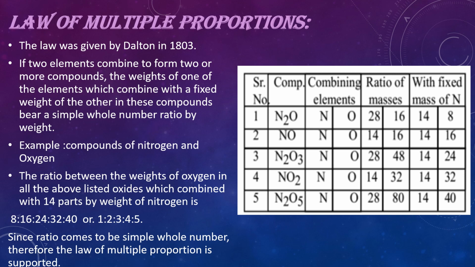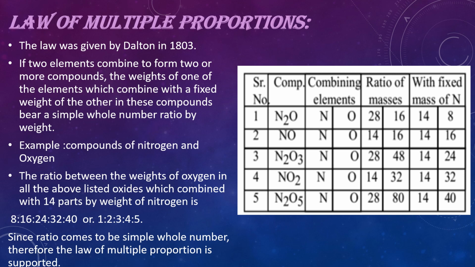Now, check the figure given. Here nitrogen and oxygen combine to form five types of oxide: N2O, NO, N2O3, NO2 and N2O5. In all the oxides, the nitrogen and oxygen mass ratio is given. In the first, nitrogen 2 atoms, so 28 gram, oxygen 1 atom, 16 gram. In the second oxide, 14 and 16. In the third oxide, 28 and 48.